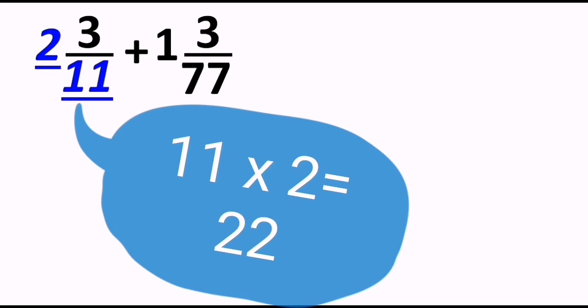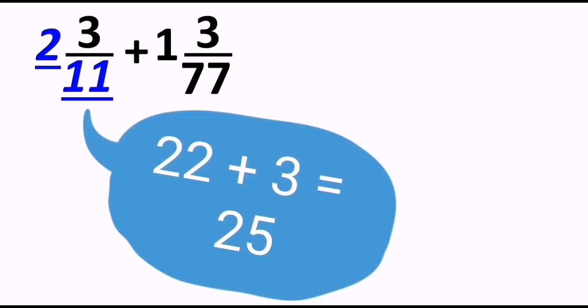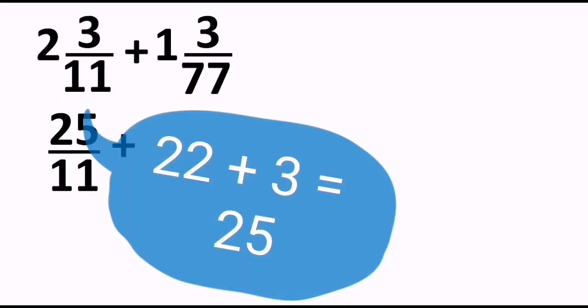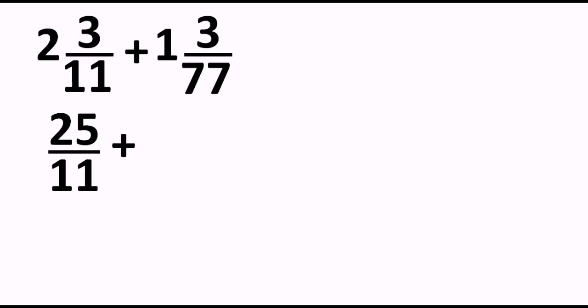So 11 twos are 22 and plus 3, we have to add 3 to it, we get the answer 25 upon 11. And as the operation is addition, of course we will give a plus sign after that. The second fraction is 1 3 upon 77. So we will multiply 77 into 1 and then we will add 3 to it. That gives me the result 80 upon 77.